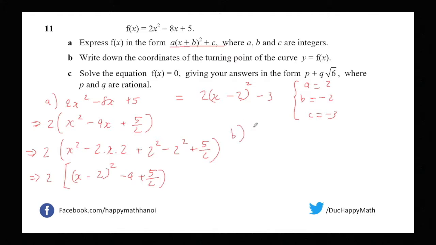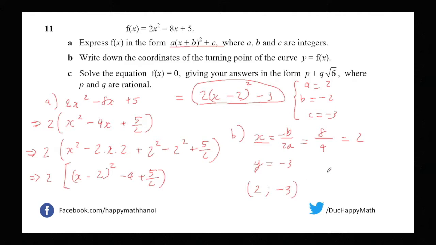Question B. The coordinates of the turning point. Okay, the formula of the turning point, because you have to find the x value and the y value. The formula of the x-coordinate of the turning point for the quadratic equation is minus b over 2a, which means minus b, 8, divided by 2a, 4, so equal to 2. So when x equals 2, you substitute x in here, and y will be equal to minus 3, which means the turning point has the coordinates of 2, minus 3.